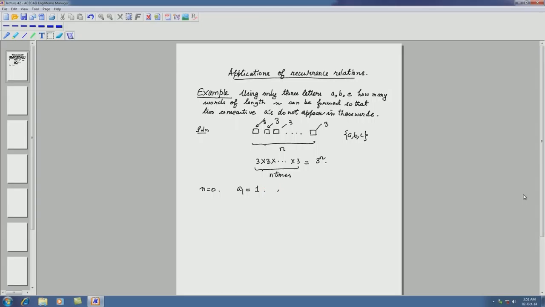Now, when n equal to 1 and I have got 3 letters, we have A1, and A1 is equal to 3. The reason is that there are 3 letters, and I can write a word A, another word B, and the third word C. So, these are 3 distinct words. So, A1 equal to 3.